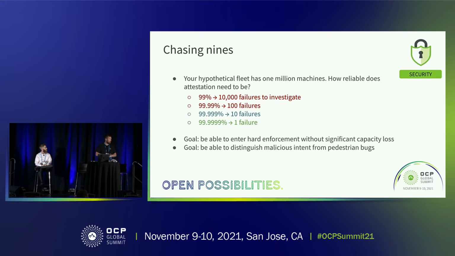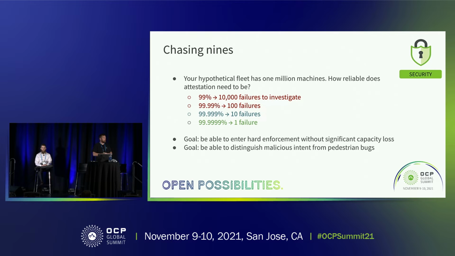Why? Because we want to be able to turn on hard enforcement without losing a big chunk of our fleet. So that's the trade-off. If you're 99% reliable, you can either turn on attestation and lose 10,000 machines, or leave it off and do audit modes and such.